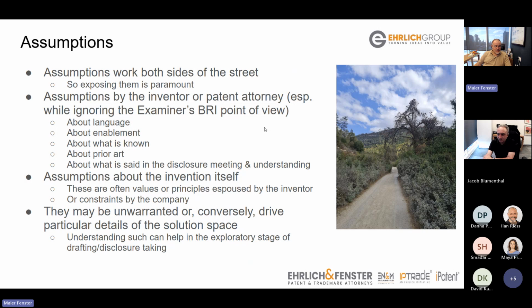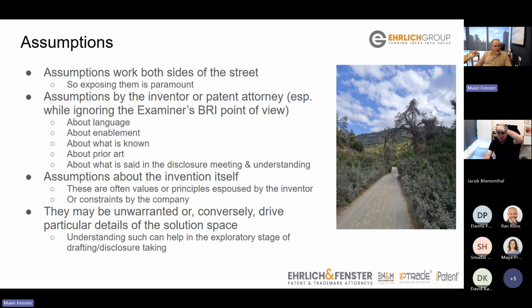I mentioned assumptions. Both sides make assumptions they shouldn't be making. And sometimes the assumption is ignoring what the examiner thinks. What is connecting? What is surrounding? The patent attorney assumes it, the inventor assumes it, not so good. Sometimes you have assumptions about the invention itself, what's good, what's important, or you have constraints, which are very close to assumptions. The company can only do A or can only do B.